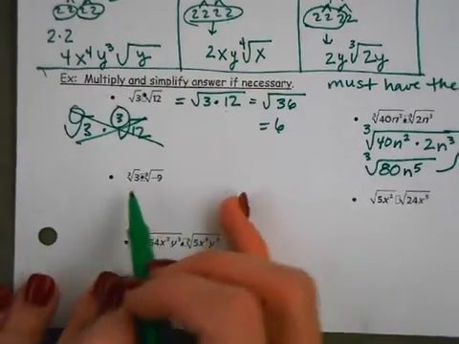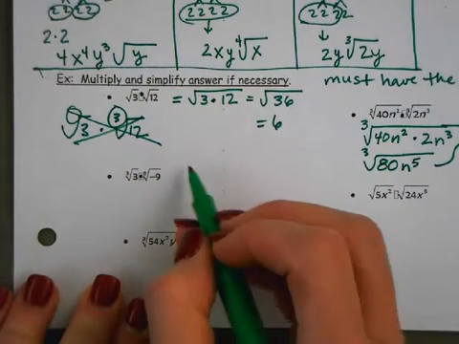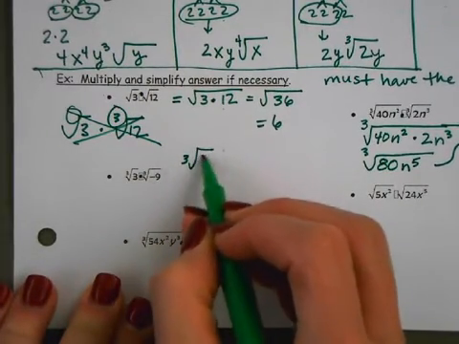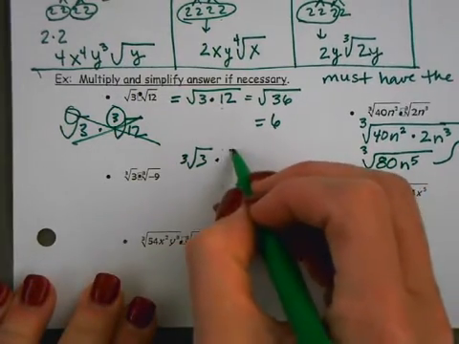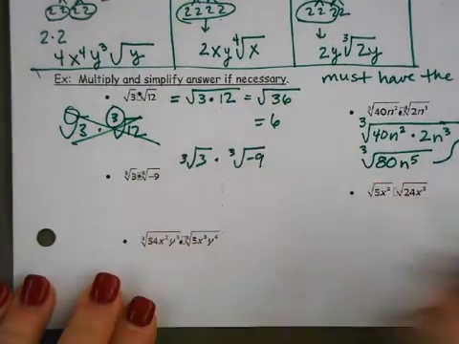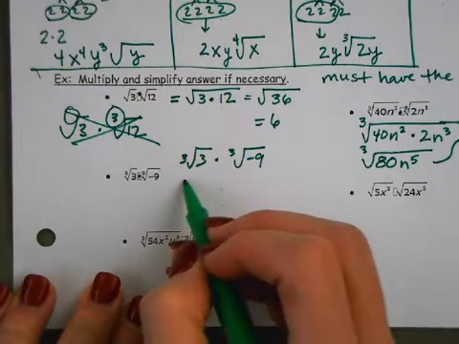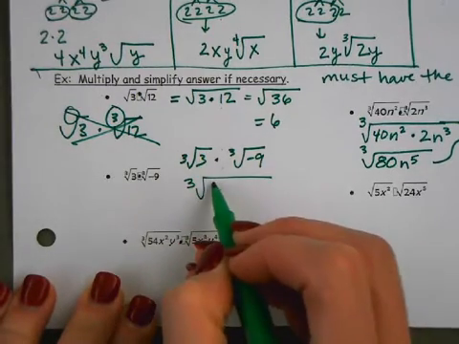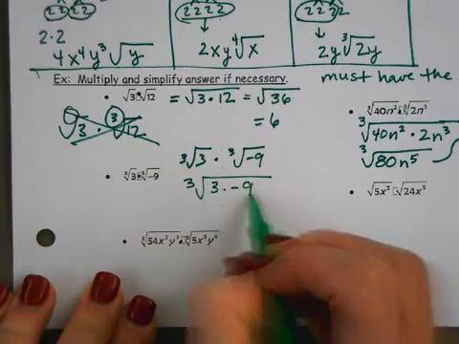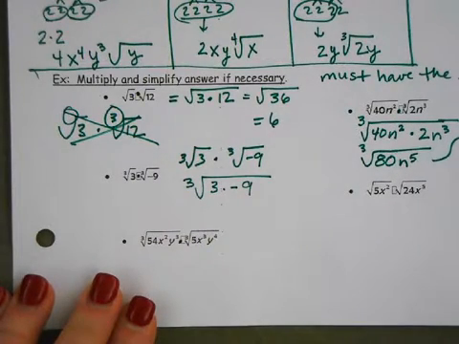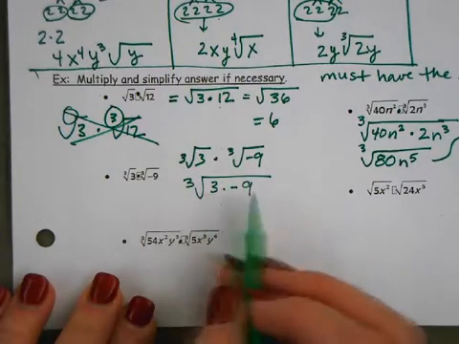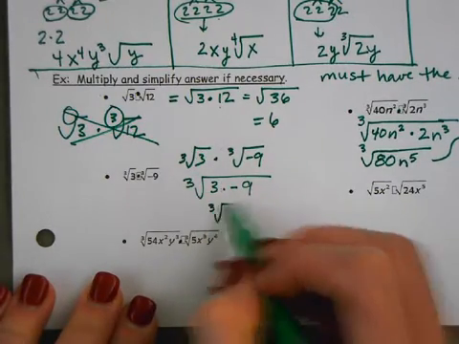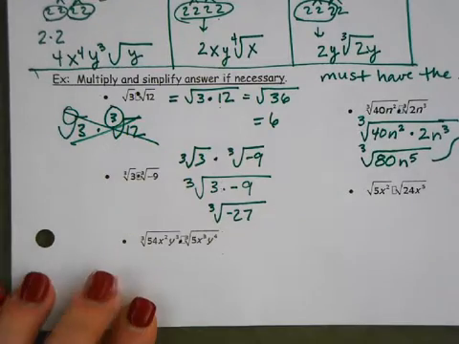Alright, let's try this one right here. We have cube root of 3. I'm just going to rewrite it, times the cube root of -9. So I'm going to rewrite this as cube root of 3 times -9. Okay, they have the same index, so that's good. So now I'm going to do cube root of -27.